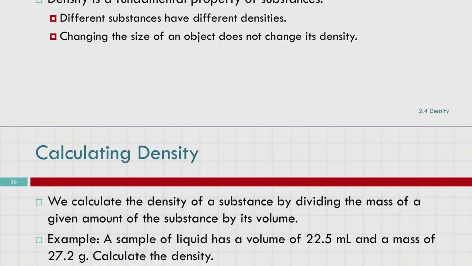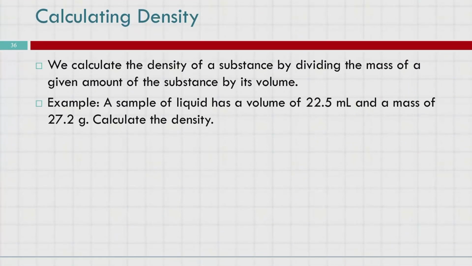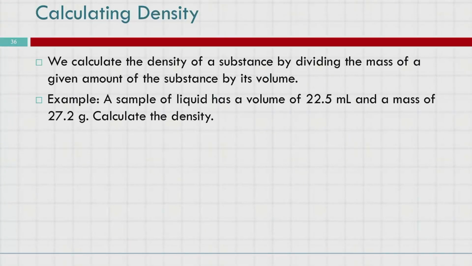Some hijinks happening outside. Okay, if we want to calculate density of a substance, we can use our little formula, D equals M over V. So for an example, a sample of a liquid has a volume of 22.5 milliliters and a mass of 27.2 grams. We want to calculate the density.